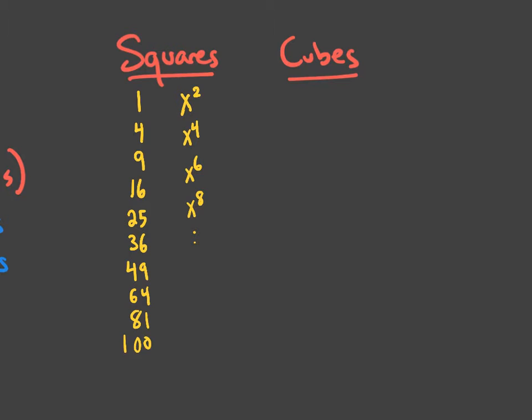Cubes, you make by cubing things. So 1 cubed, 1 times 1 times 1. 2 cubed, 2 times 2 times 2. 3 cubed, 4 cubed, 5 cubed. And then your variable cubes start with x to the 3rd, and then they go up by 3. And then so on. So make sure you have those to reference while you're working on these.